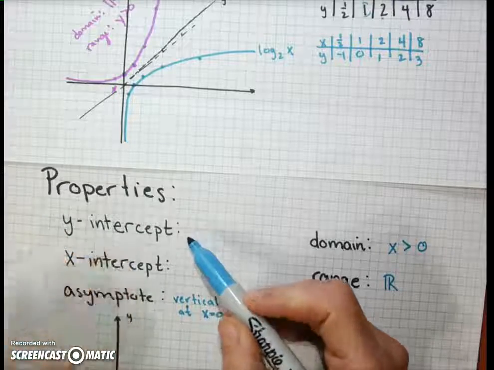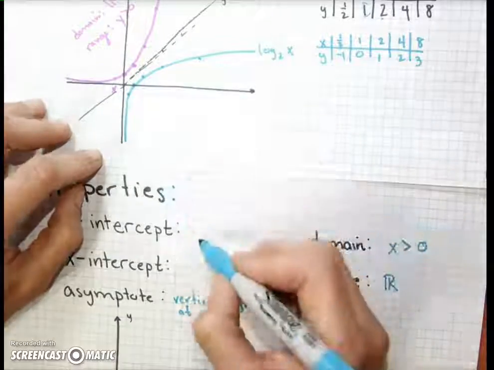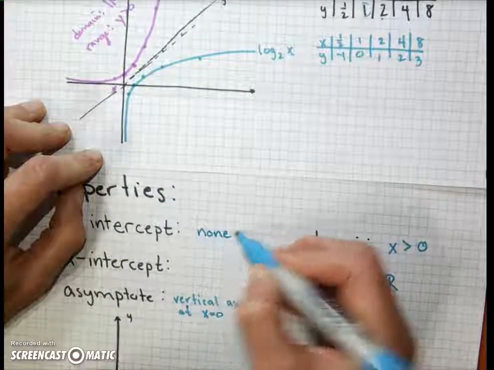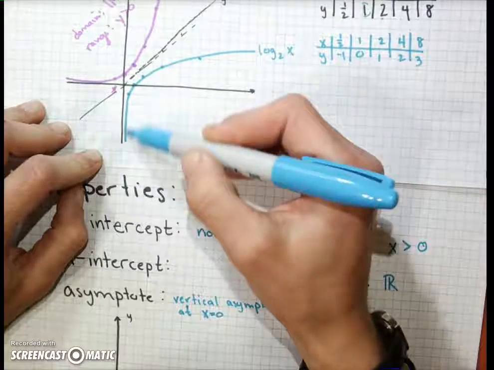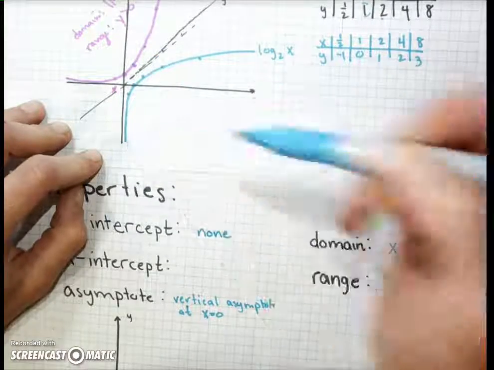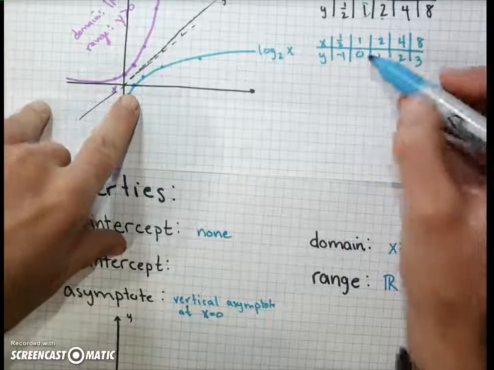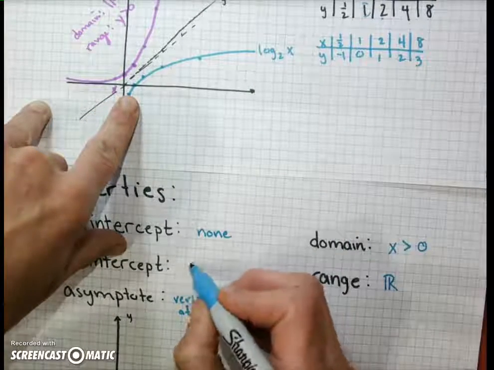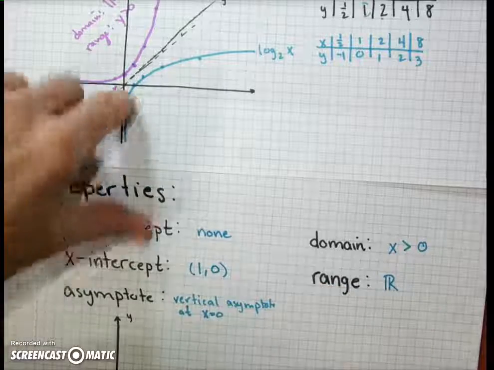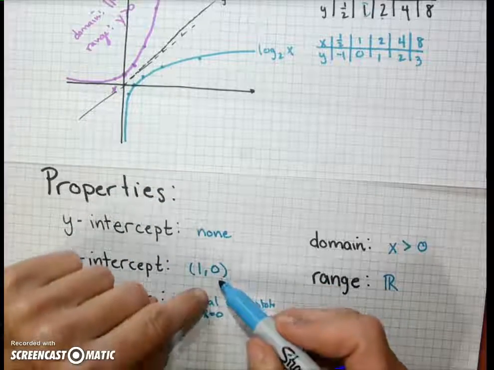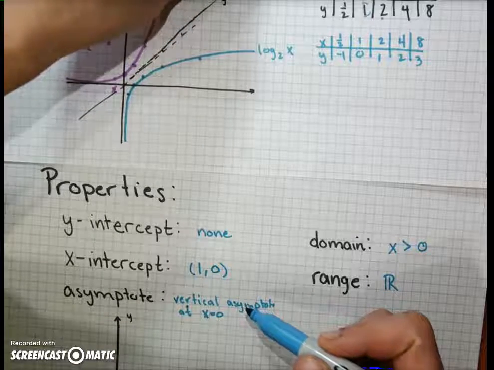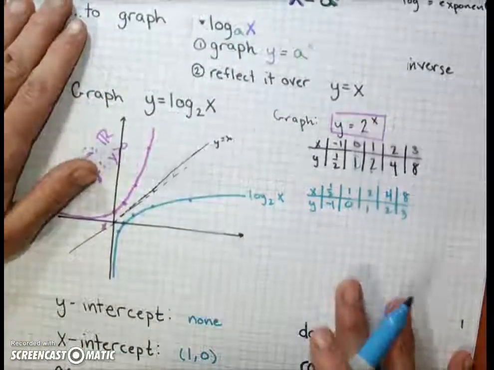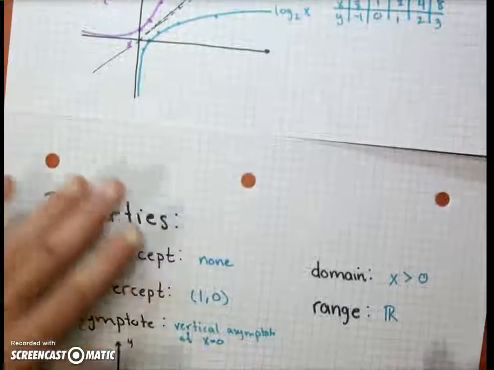All right, the y-intercept, well, there is none for the log graph because, as you can see, we never cross the y-axis. We have a vertical asymptote there. And the x-intercept is the value when y is 0, so that's 1 comma 0. No matter what base, all this is saying is that log of 1, no matter what the base is, will always be 0. And we'll see that property in the next video.